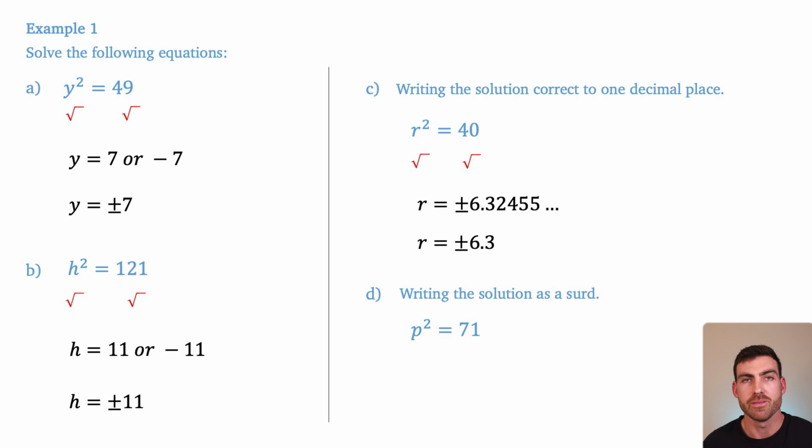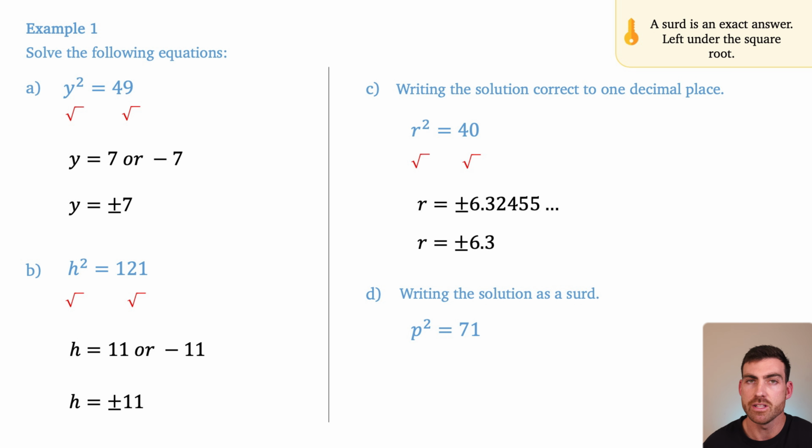In example D, we need to write our solution as a surd. Remember, a surd is leaving our answer exact, so we don't round if our solution is a decimal. To keep your answer exact, we leave the answer as the specific value under the square root.